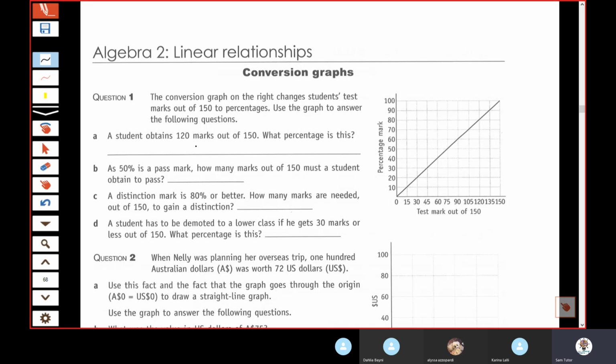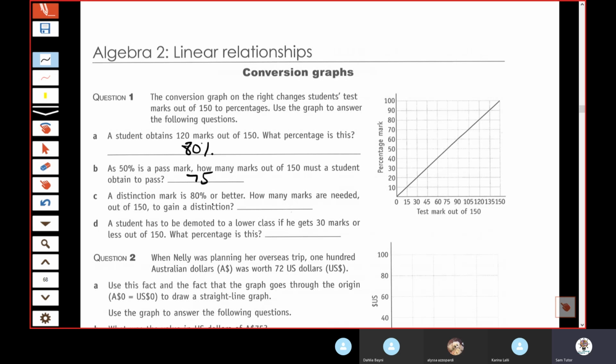A student obtains 120 marks out of 150. Well, 120 out of 150, then he usually got 80%. Yeah, that's how you read them. A 50% mark, how many marks out of 150 must a student get? If it's 50%, that means you obviously would have got 75.